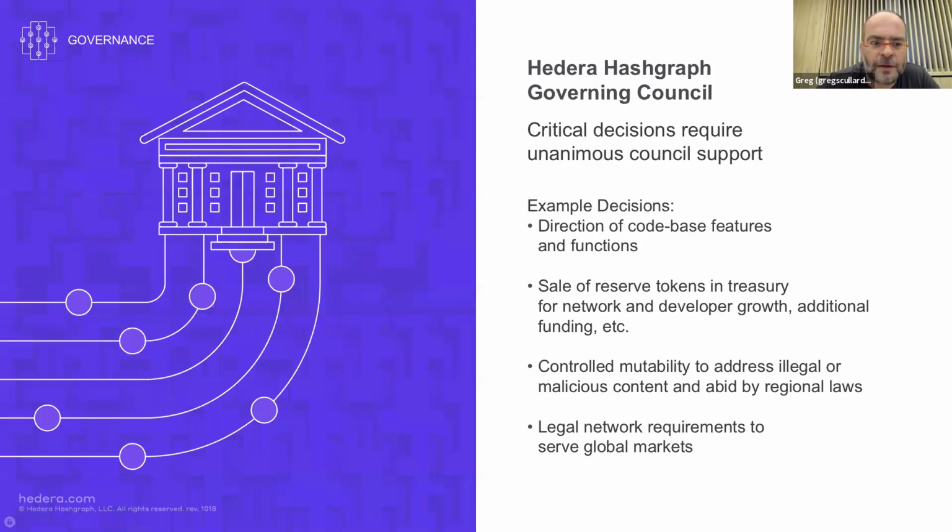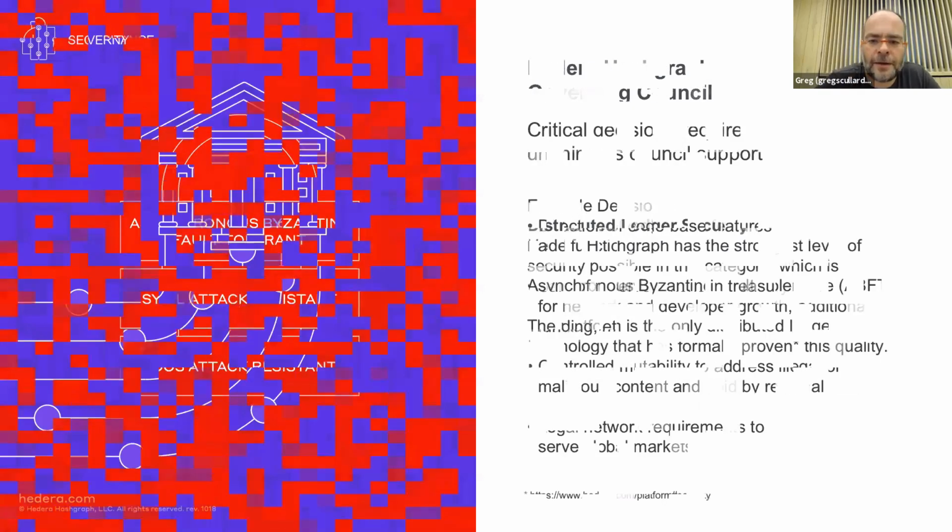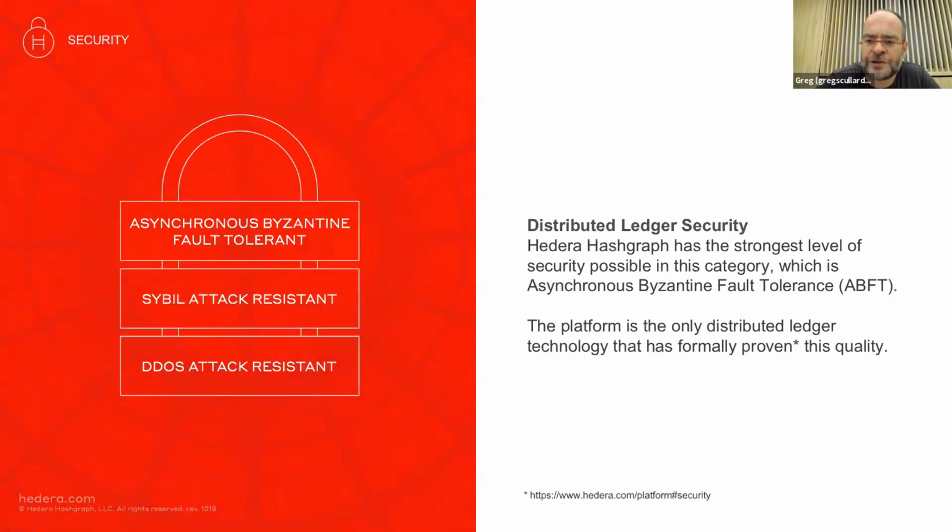I should say, control mutability does not apply to accounts. It's been asked a few times before. Hedera does not have the ability to modify an account, only files and smart contracts, but we'll talk about that later on. And they will also be looking at network requirements to serve global markets. So that's the governance model at a high level. As you can see, it's pretty unique to the DLT industry in general.